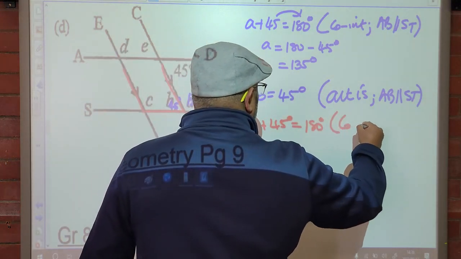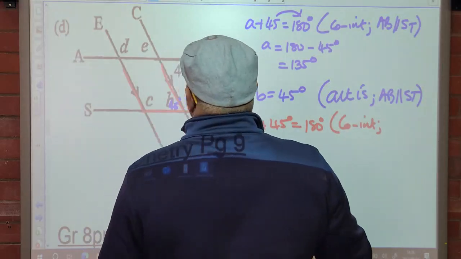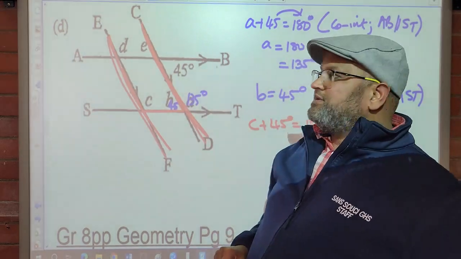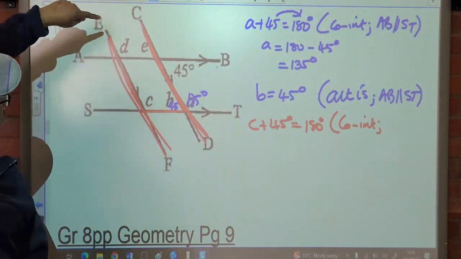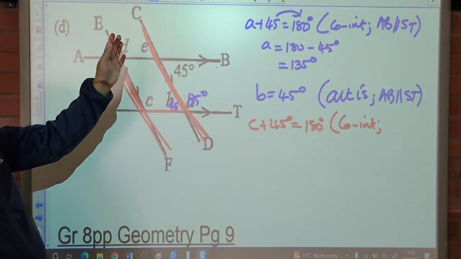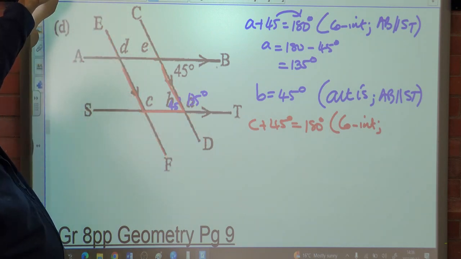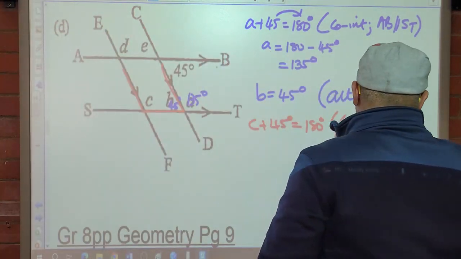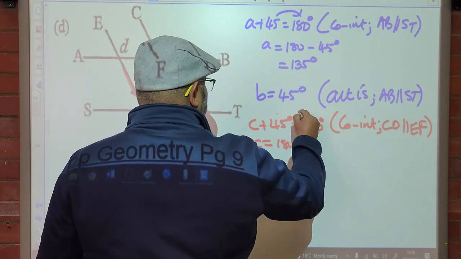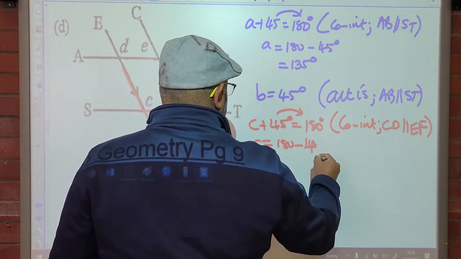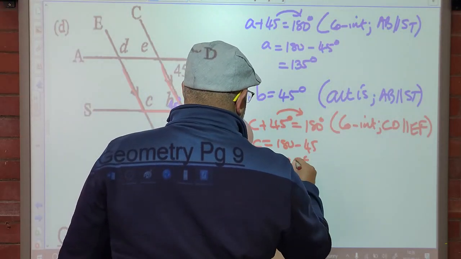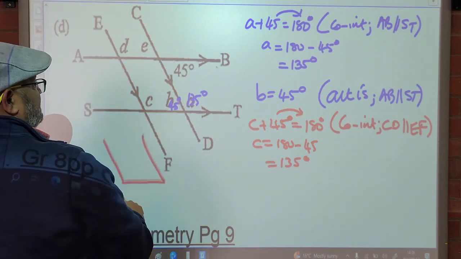Why? Co-interior angles, now you see these lines are now parallel. So it's going to be CD is parallel to EF, or EF is parallel to CD, or FE is parallel to DC. Okay? So CD is parallel to EF. So C is equal to 180 minus 45 degrees, which is 135.